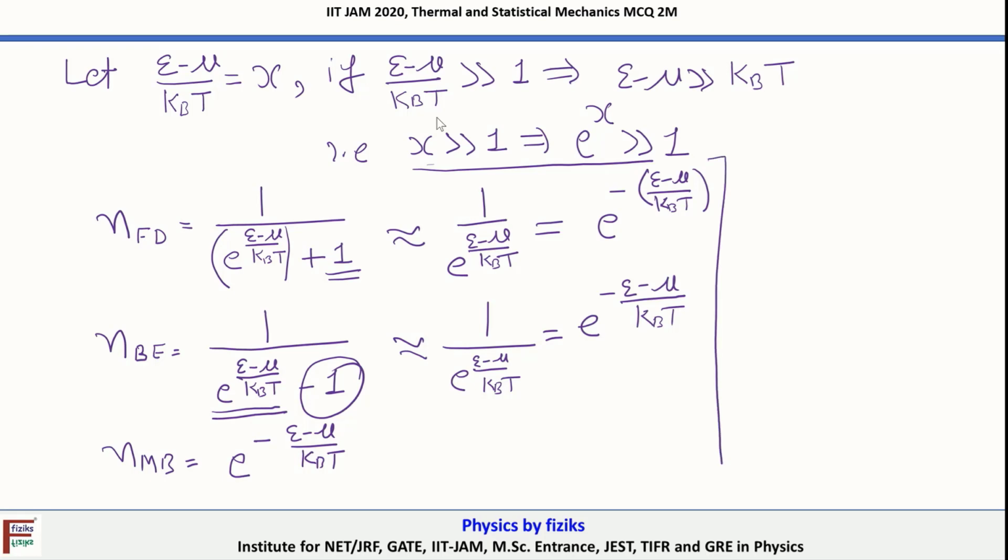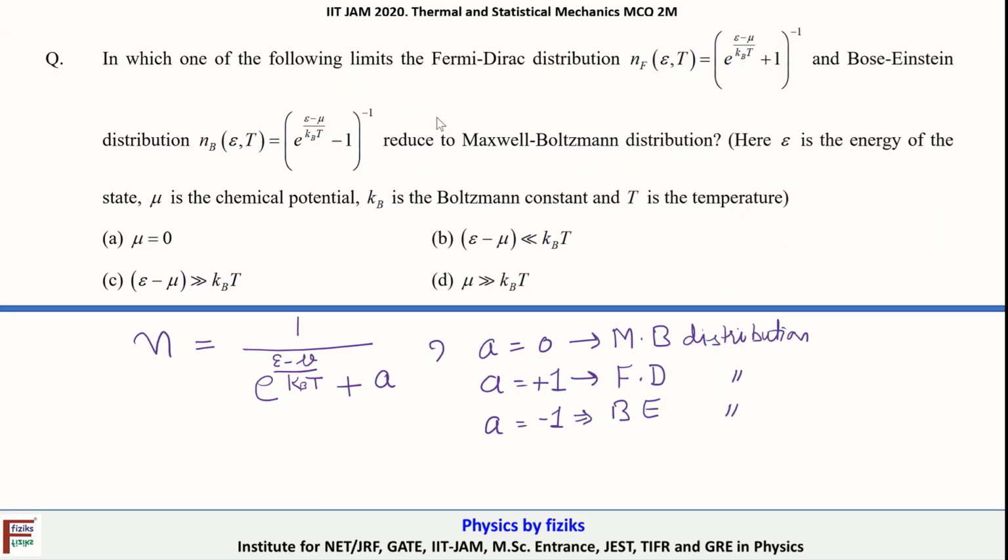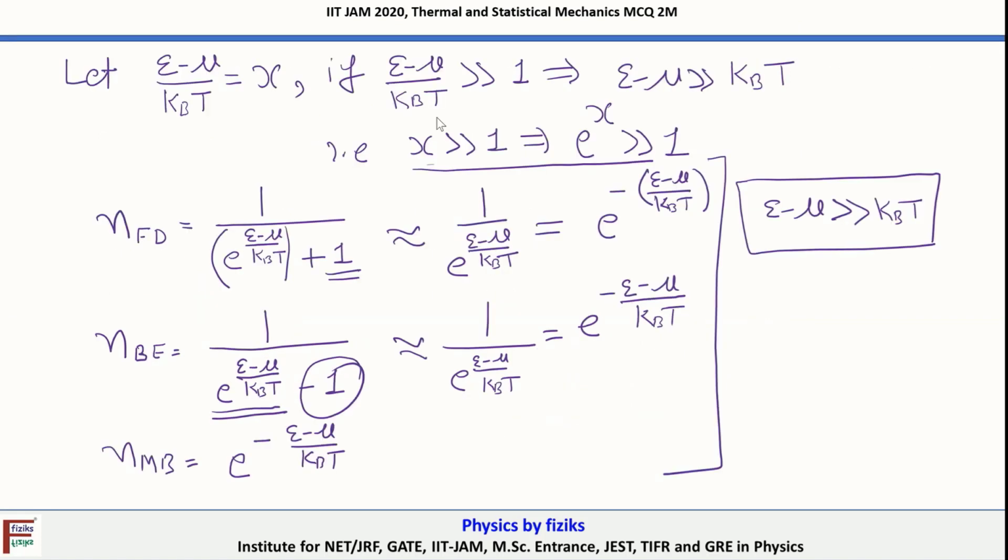So under this condition, all three distributions are identical. The essential condition is that E minus mu is much greater than k_B T. Therefore our correct option is C. So C is correct.